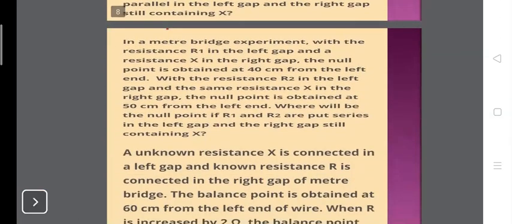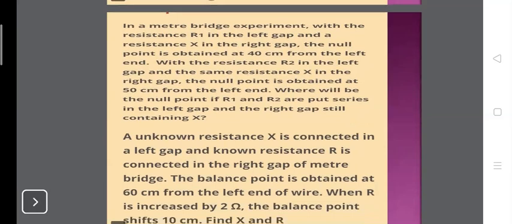Now in the third problem, you are given a meter bridge experiment with the resistance R1 in the left gap and the resistance X in the right gap. The null point is obtained at 40 centimeter from the left end. With the resistance R2 in the left gap and the same resistance X in the right gap, the null point is obtained at 50 centimeter from the left end. Where will the null point be if R1 and R2 are put in series in the left gap and the right gap still contains X? Clear?